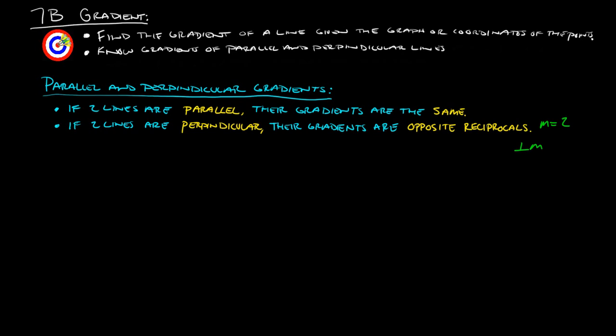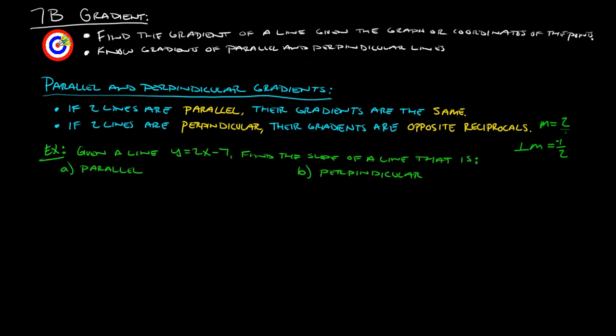The perpendicular gradient to that would be, instead of 2, think of that as 2 over 1. Now it turns into 1 over 2. So we took the reciprocal, and then you also have to take the opposite of it. So it would be negative 1/2. That would be the perpendicular to the slope of 2. Alright, with that, let's take a look at an example.